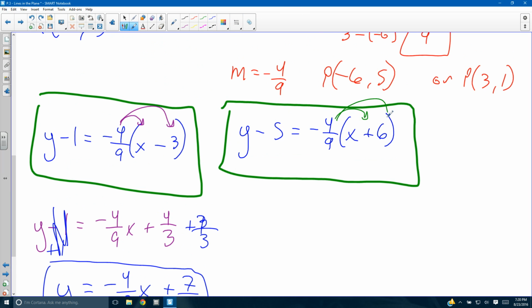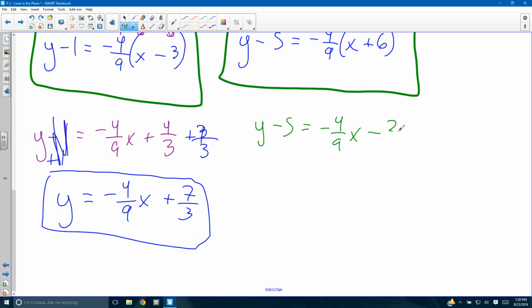Distribute negative 4/9 into the x and the 6. You're going to get y minus 5 equals negative 4/9 x. Negative 4 times 6 is negative 24. Negative 24 over 9 can reduce if you divide top and bottom by 3. You're going to get negative 8 over 3. So minus 8 over 3. Add 5 to both sides to solve for y, and then we'll combine like terms again. Plus 5, plus 5. Okay, so we're now going to have y equals negative 4/9 x.